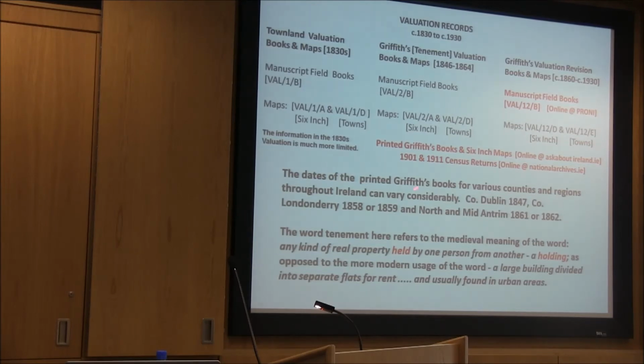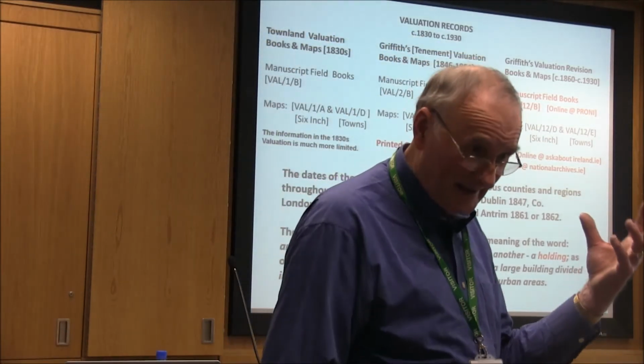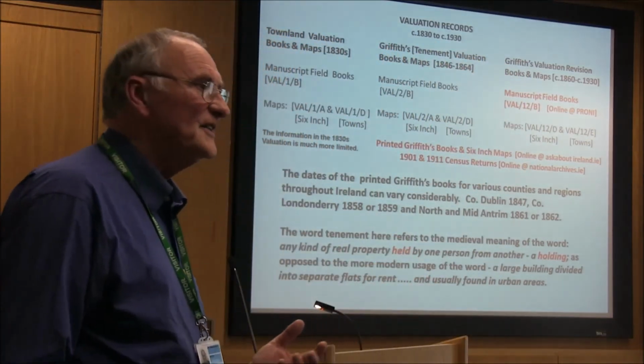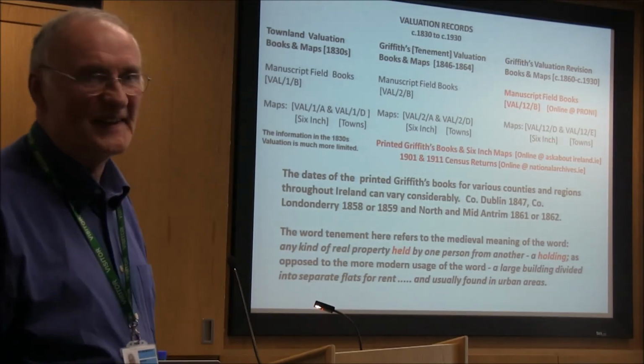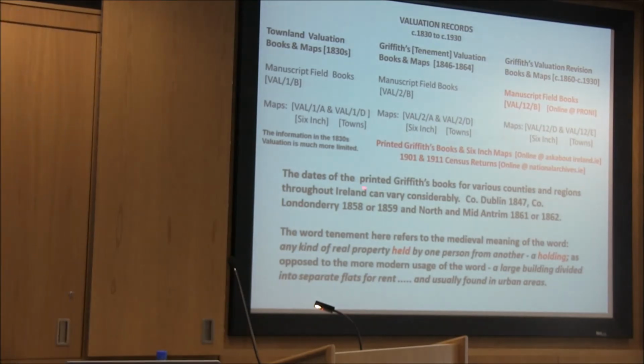Just a point about the dates, because you get all these dates bandied about. When people talk in general terms about the Griffiths tenement valuation for the whole of Ireland, they give the dates 46 to 64. Well, obviously they couldn't value Ireland in one day, or one week, or one year. So different parts of Ireland, if you're looking in County Dublin, it'll be 46. If you're looking in County Londonderry, it'll be either 1858 or 59.